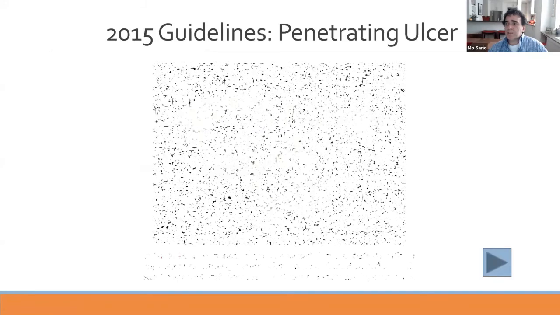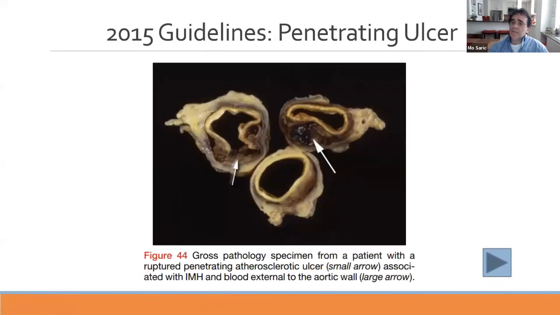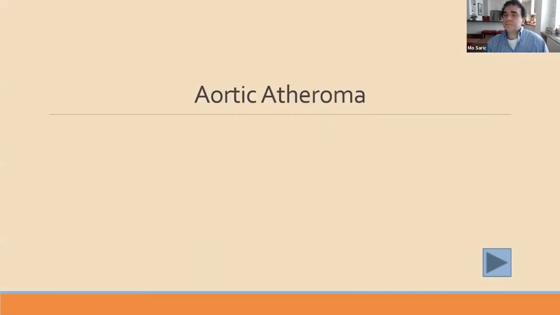And what are the guidelines for the penetrating ulcer? In the ASE guidelines of 2015, these are beautiful illustrations of a penetrating ulcer in an unfortunate patient who died and underwent autopsy. Now let's switch gears toward another pathology of the aorta, and that's aortic atheroma.